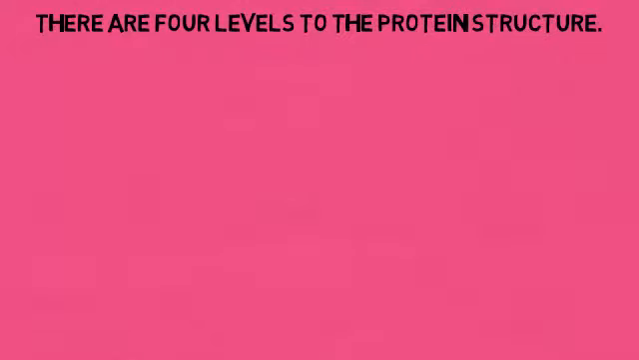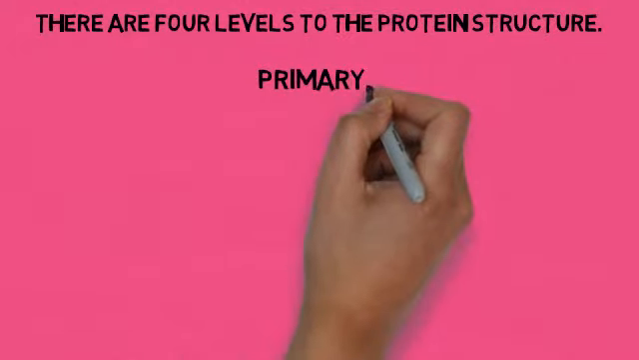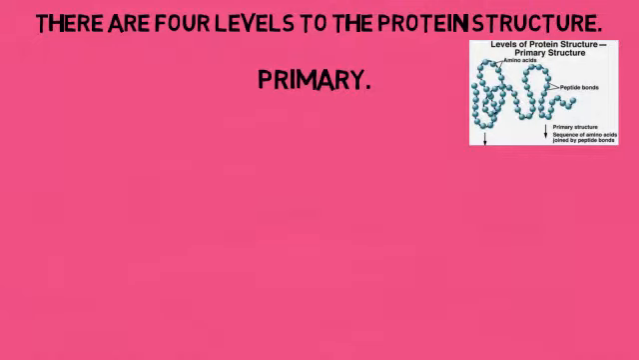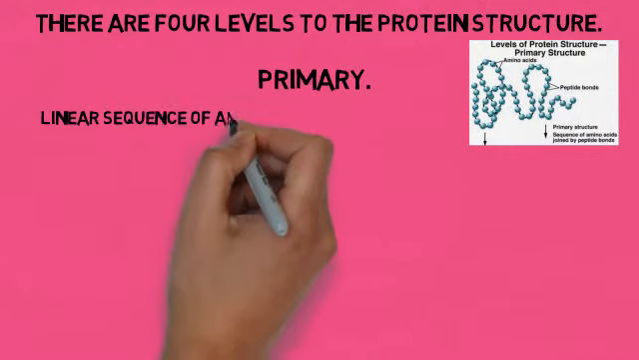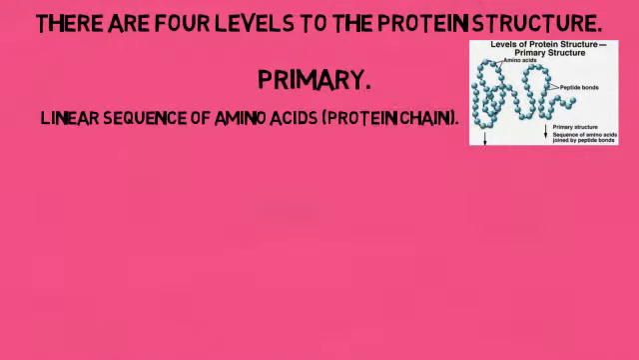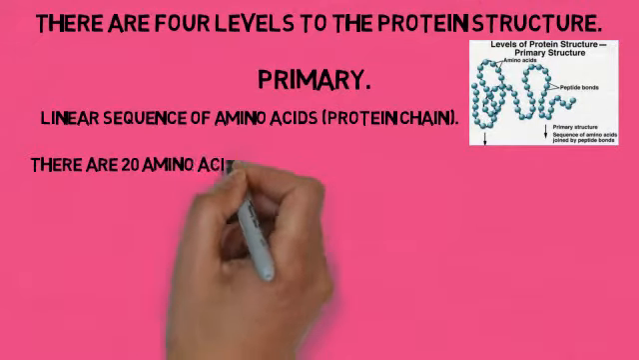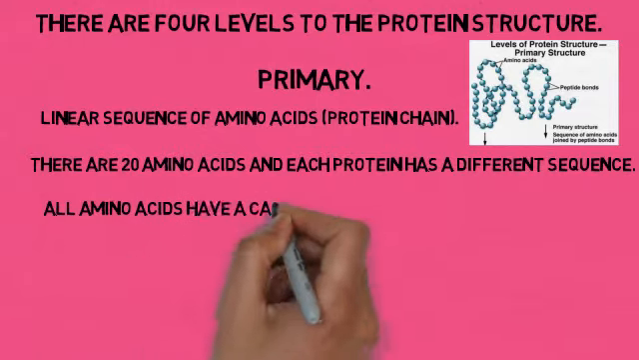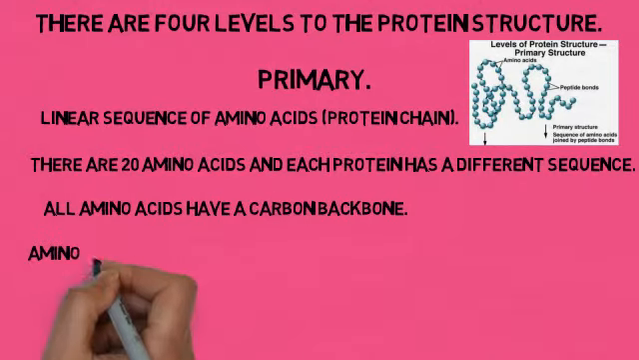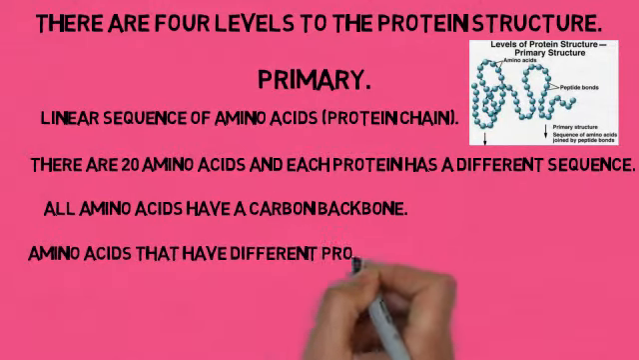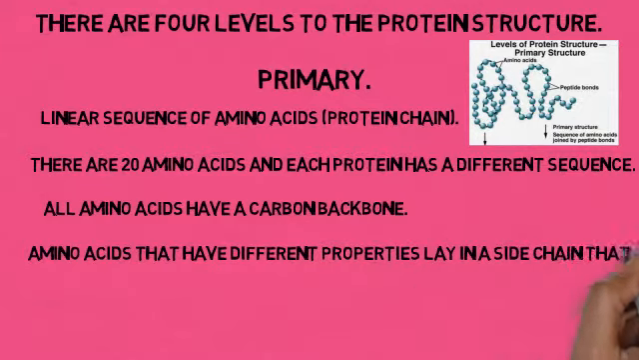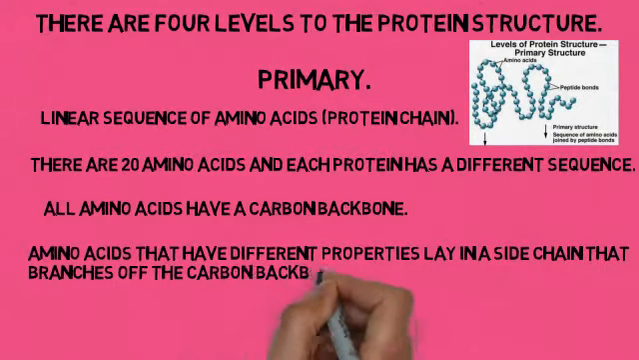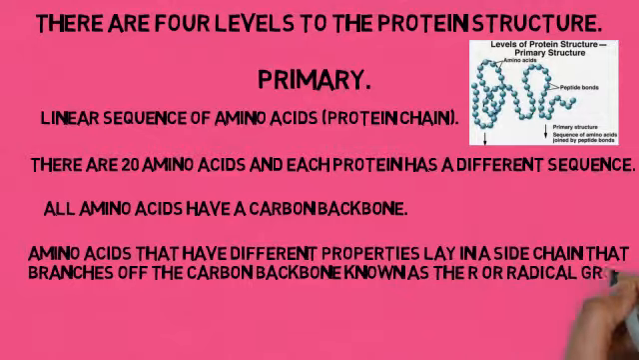The first one is primary. This is the linear sequence of amino acids, or the protein chain. There are 20 amino acids, and each protein has a different sequence. All amino acids have a carbon backbone. Amino acids that have different properties lie in a side chain that branches off the carbon backbone, known as the R group or the radical group.